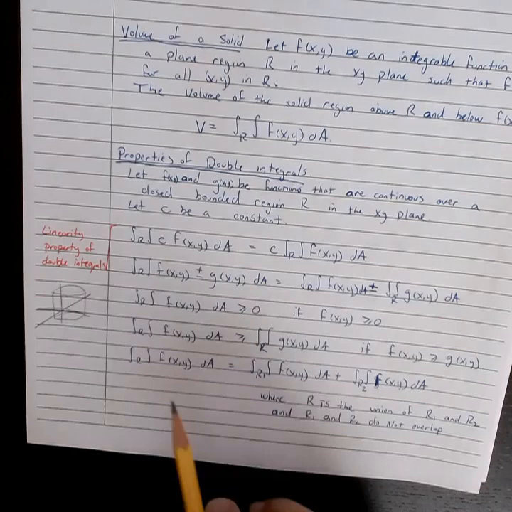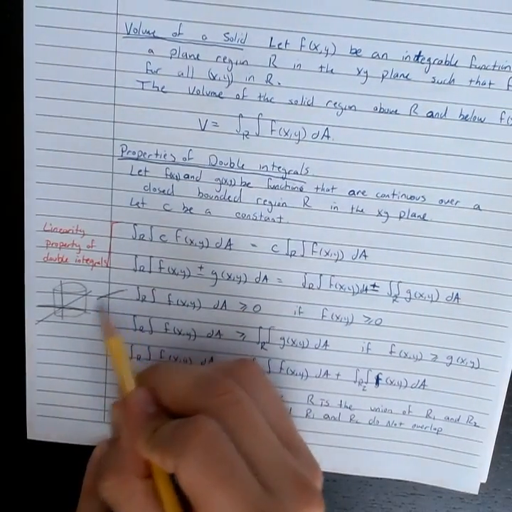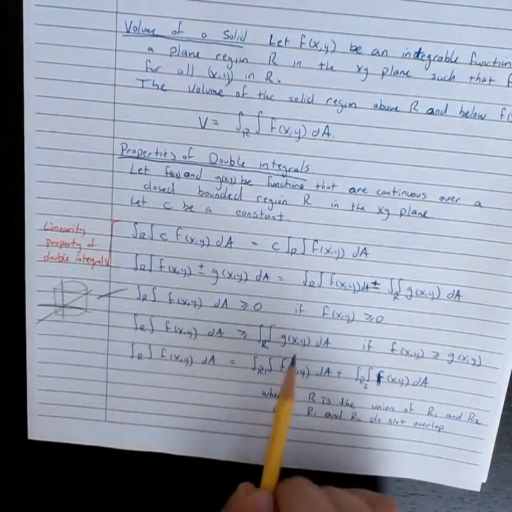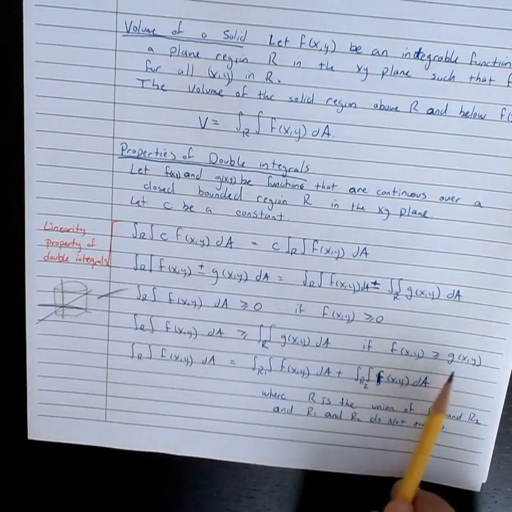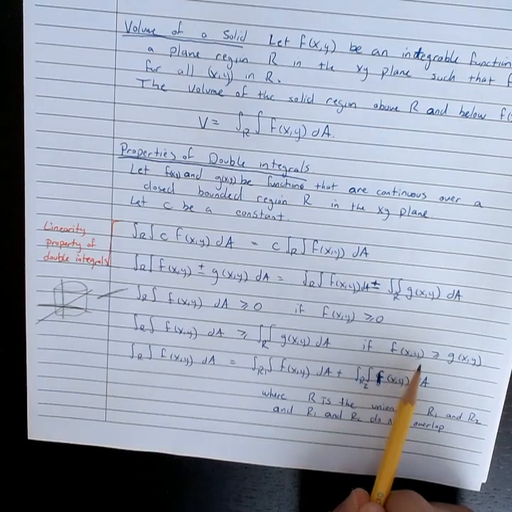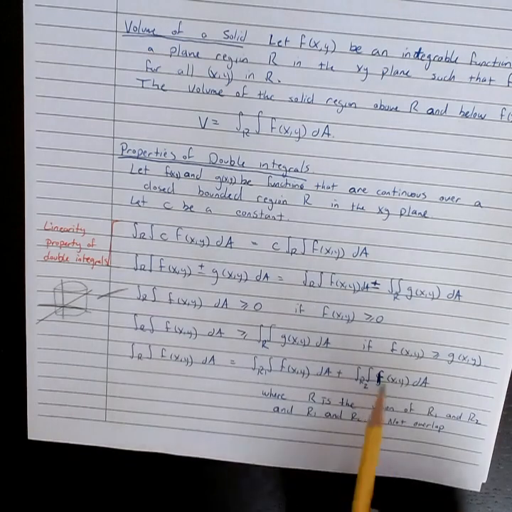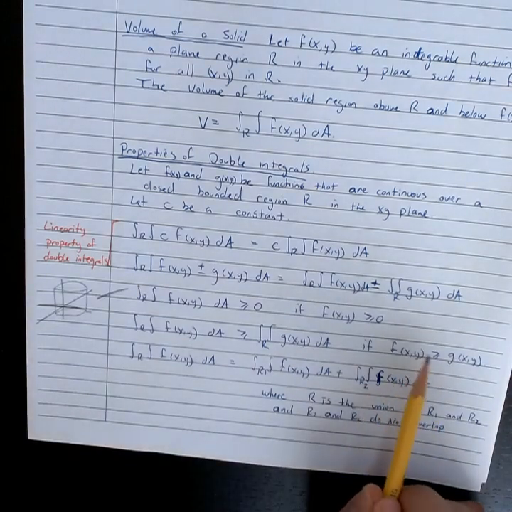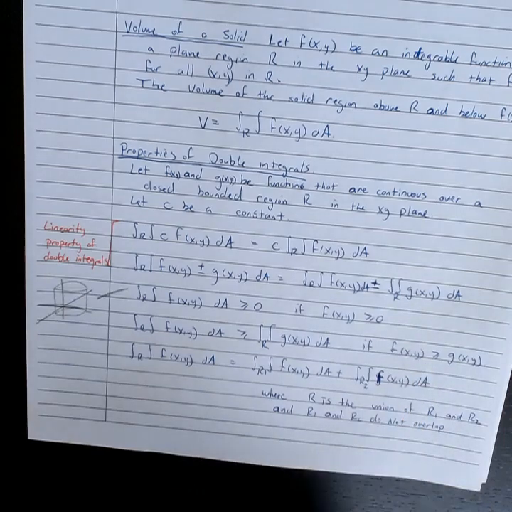This one can also be interpreted geometrically. Here you have two functions, f and g, and the relationship between f and g is that f of x comma y will always be at least as big as g of x comma y. Might be bigger, but it's greater than or equal to.